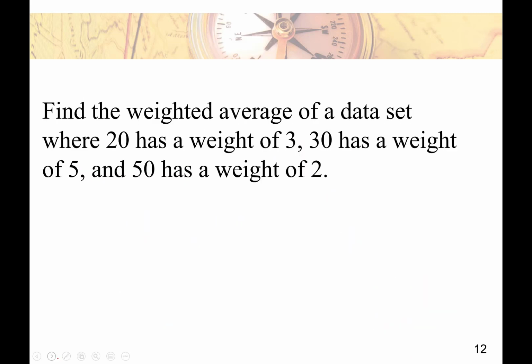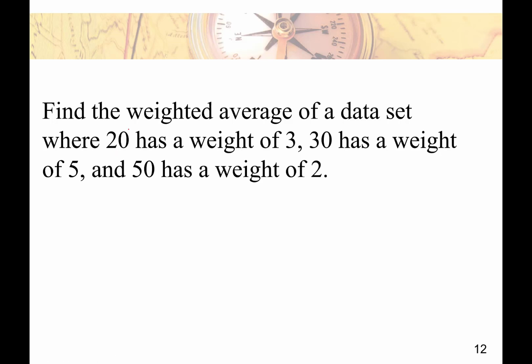Okay, next it says find the weighted average of a data set where 20 has a weight of 3, 30 has a weight of 5, and 50 has a weight of 2. This word problem, I took it straight from your textbook. It's not worded very good. I mean, it's worded okay, but it needs to have a little more information.